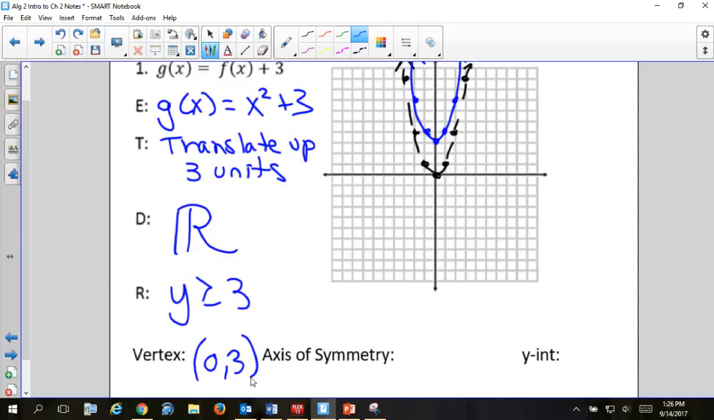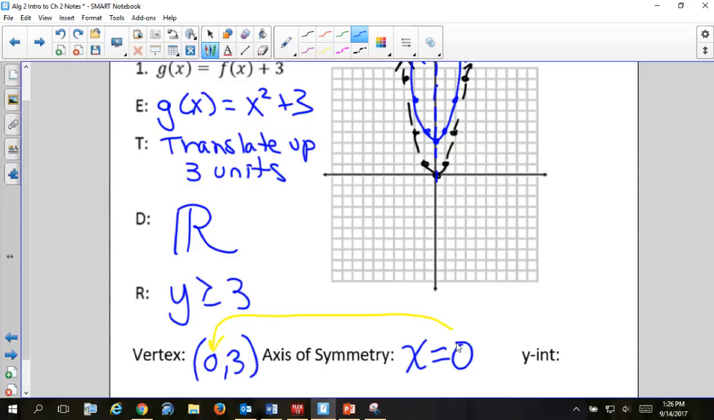And then our axis of symmetry is the line in the middle of the parabola. It is always x equals, and the other thing it is always the x number in the vertex. It is always the x part of the vertex. So what is the axis of symmetry for this one? X equals 0.